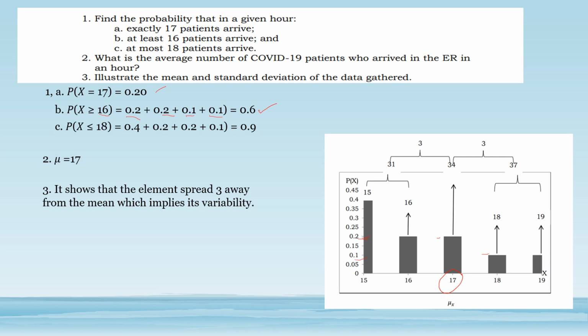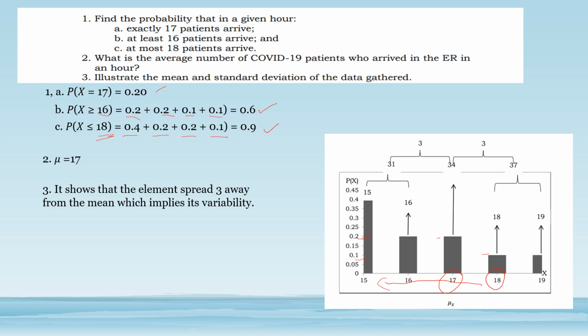Letter C is to find the probability that in a given hour, at most 18 patients arrive. At most means the most number of patients. This is the largest number. So that means from 18 down to 15. So get the probability of 15, that is 0.4, plus the probability of 16, that is 0.2, plus the probability of 17, also 0.2, and the probability of 18, that is 0.1. Adding all these four, we have the probability that at most 18 patients arrive is 0.9.